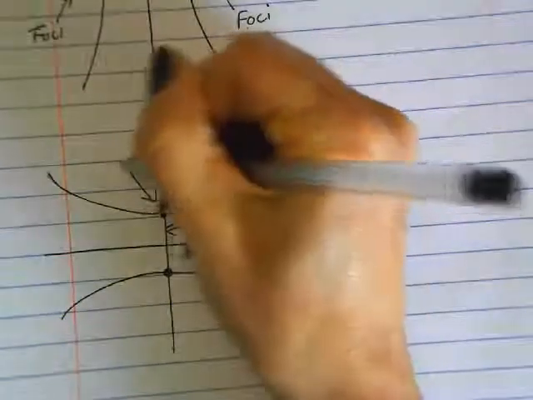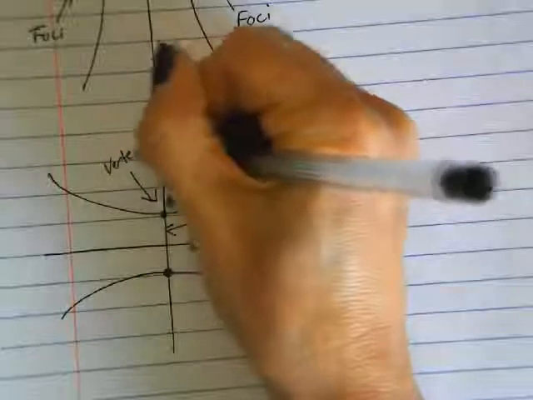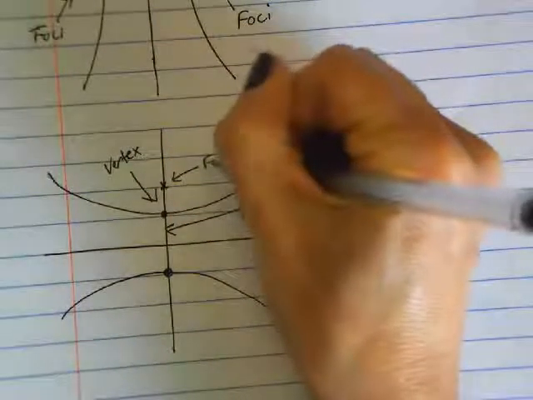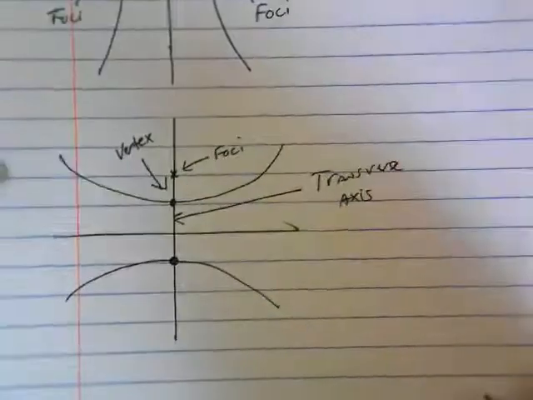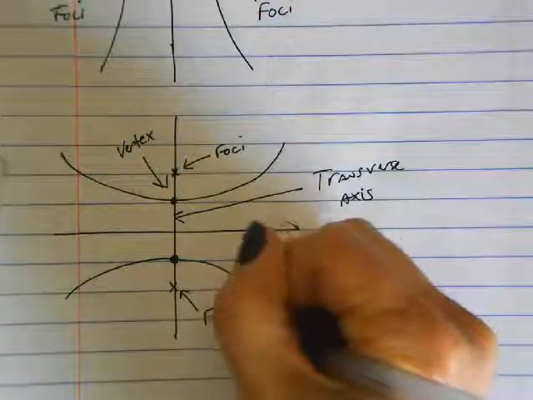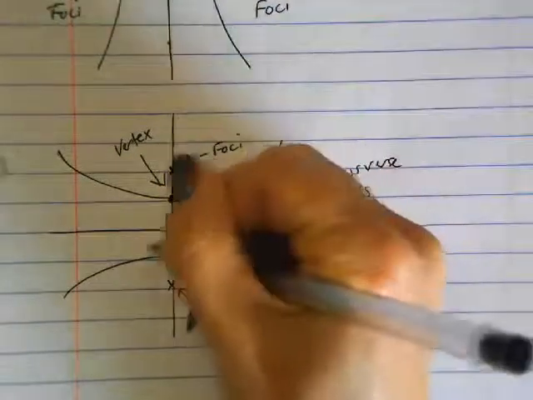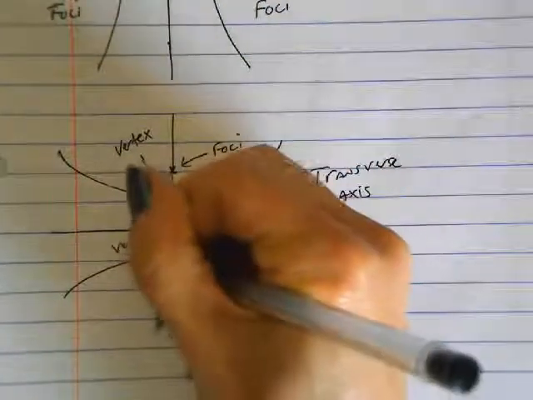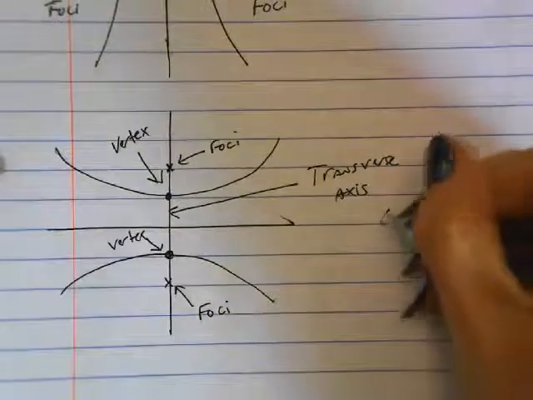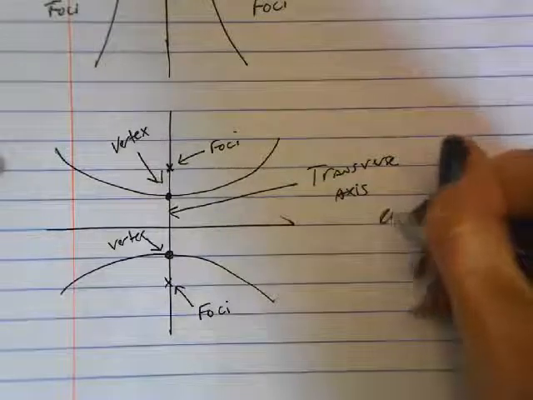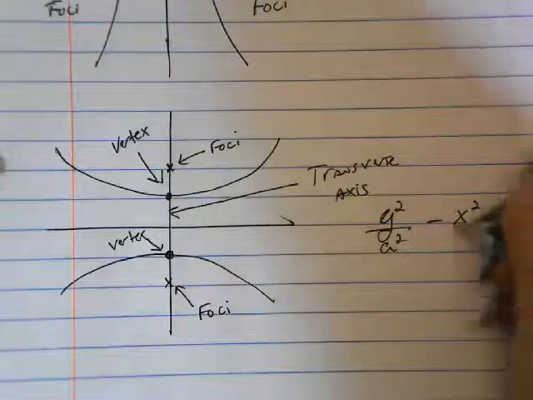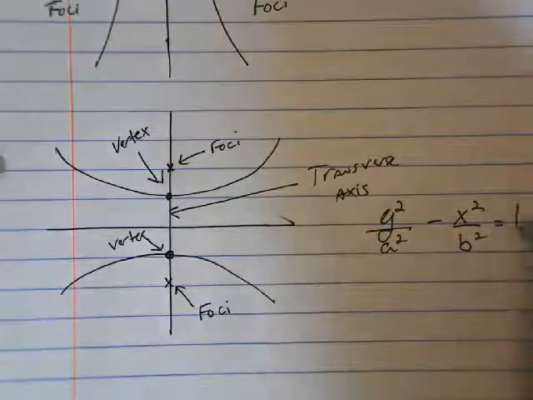Same thing, this is called a vertex. This would be your foci. So again, notice that the foci are in the curve. So the equation of this hyperbola is y squared over a squared minus x squared over b squared equals 1.